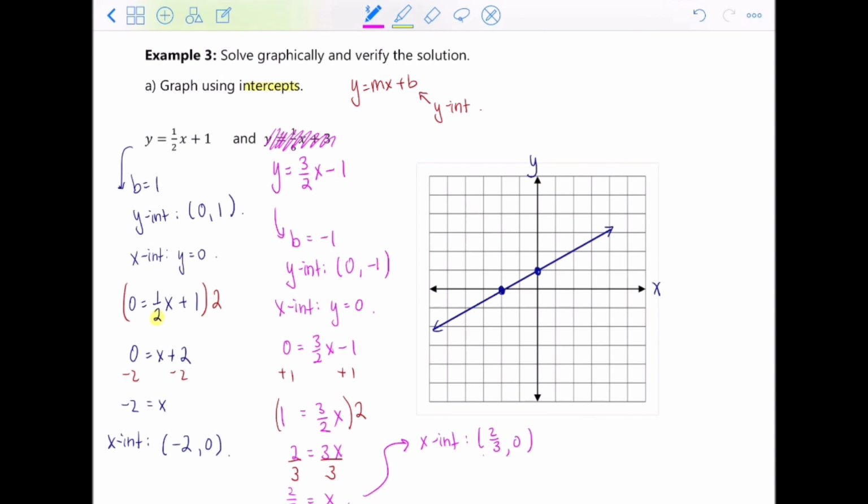Okay, so let's plot these two intercepts. The y-intercept is at (0, -1) right here, and then the x-intercept happens at (2/3, 0). So 2/3 is right here. All right, let's just connect those two points. Let's see how this goes.